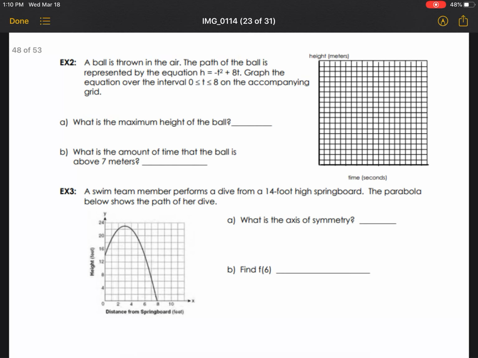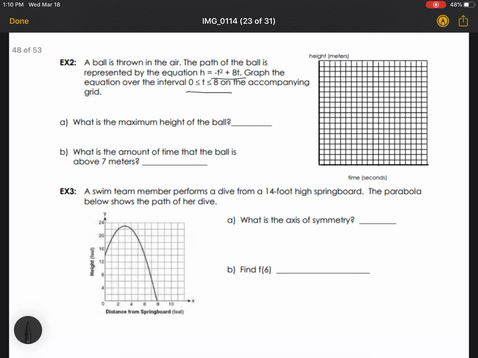All right, example 2 says, a ball is thrown in the air. The path of the ball is represented by the equation, negative t squared plus 8t. Graph the equation over the interval 0 to 8 on the accompanying grid. So this is saying your time is going to go from 0 to 8.